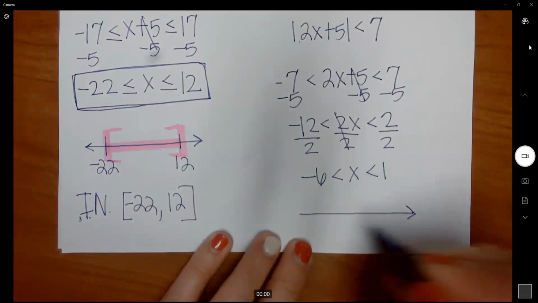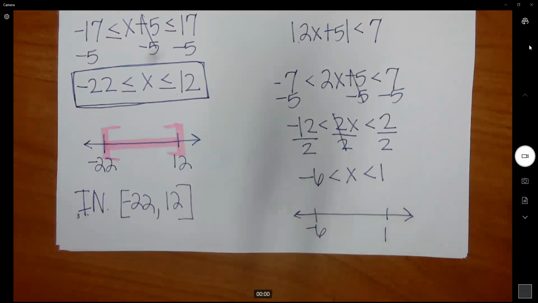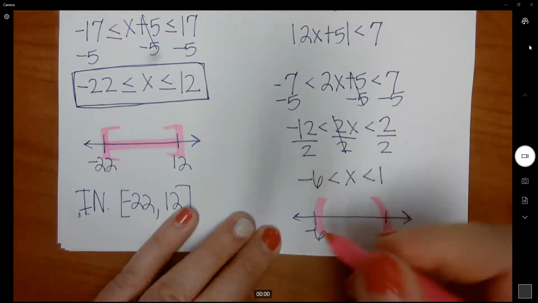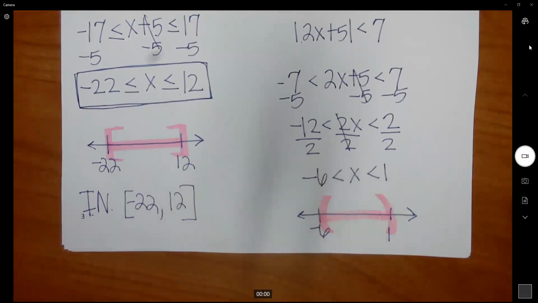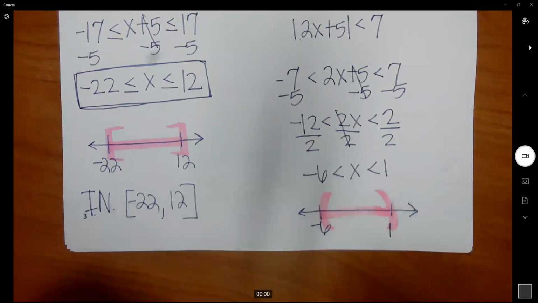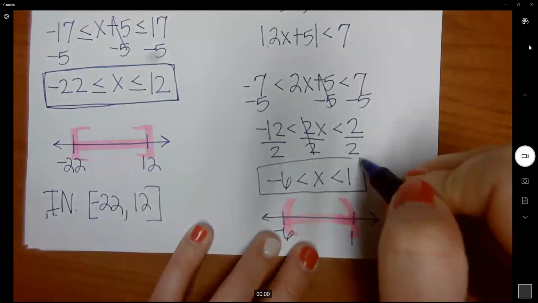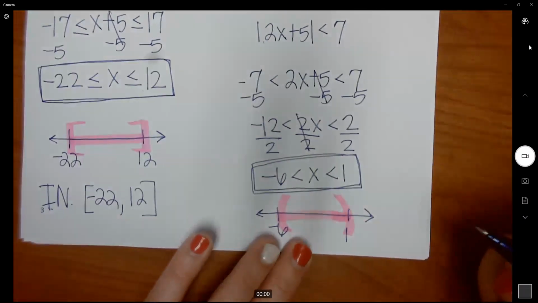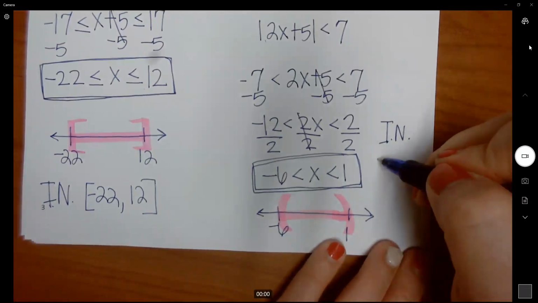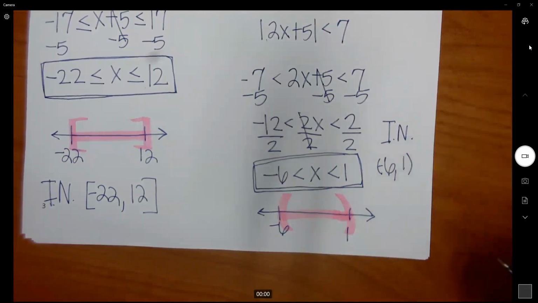So my graph, we've got -6 and we've got 1. These are just less than, and so we have parentheses and then everything in between. And then my interval notation looks just like this. So we've got parentheses, -6, 1, parentheses.